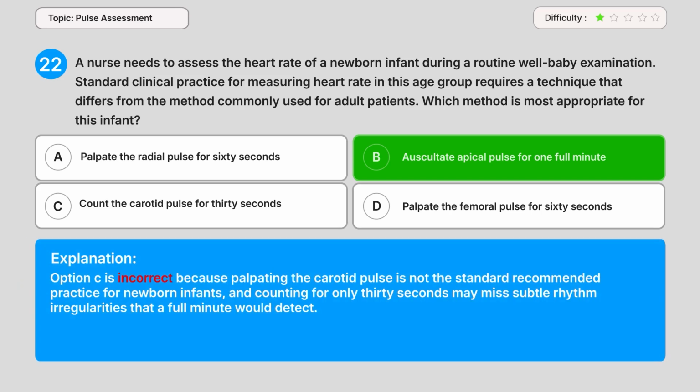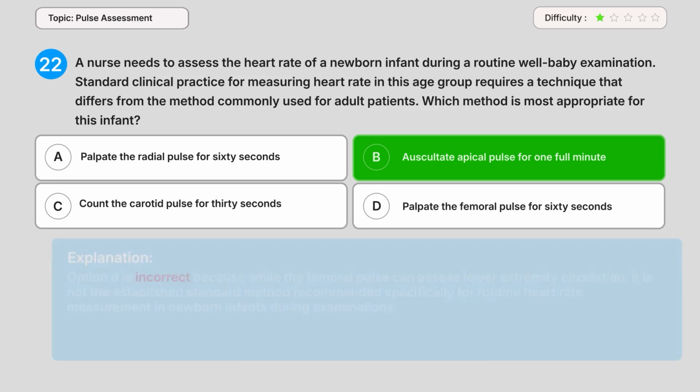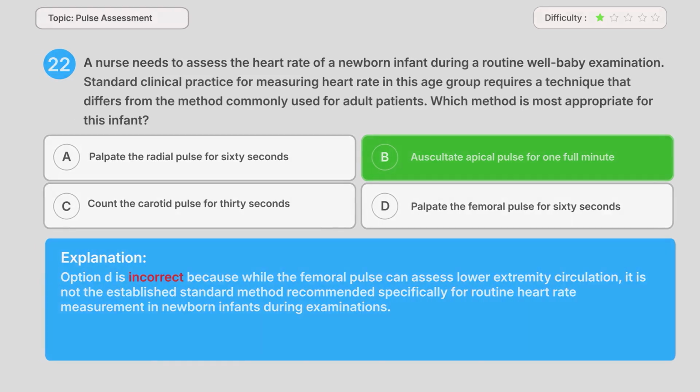Option C is incorrect because palpating the carotid pulse is not the standard recommended practice for newborn infants, and counting for only 30 seconds may miss subtle rhythm irregularities that a full minute would detect. Option D is incorrect because while the femoral pulse can assess lower extremity circulation, it is not the established standard method recommended specifically for routine heart rate measurement in newborn infants during examinations.